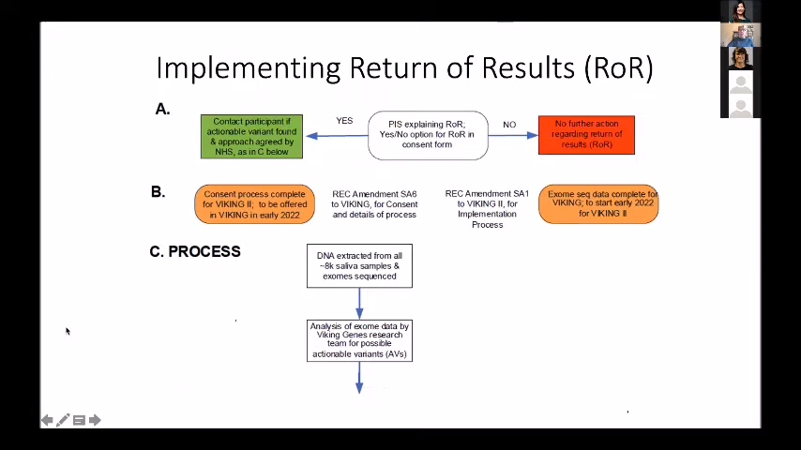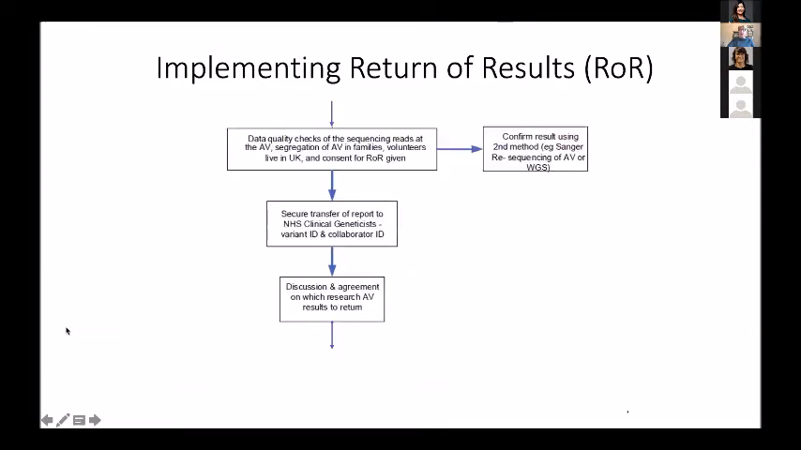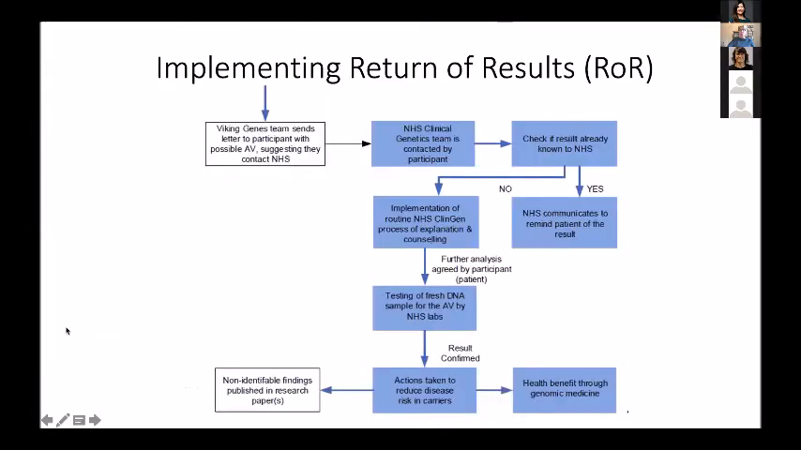Where we're at is analysing the data. A key point is that we will do all we can at the research end to confirm the results, then engage with our clinical colleagues who will essentially implement their whole process of explanation and counselling, and they'll also test a fresh DNA sample, all with the consent of the participant and leading to health benefit.